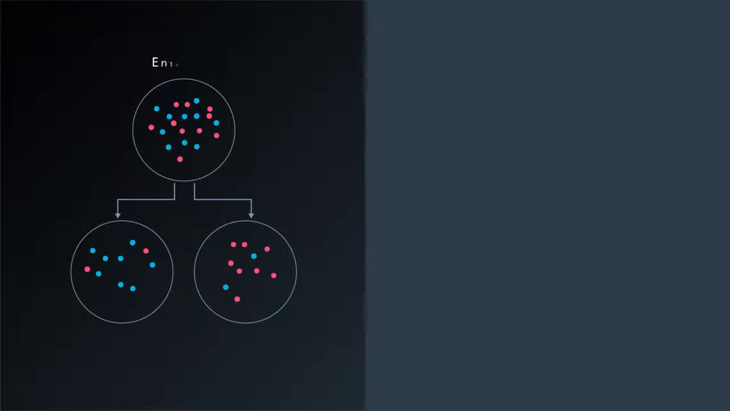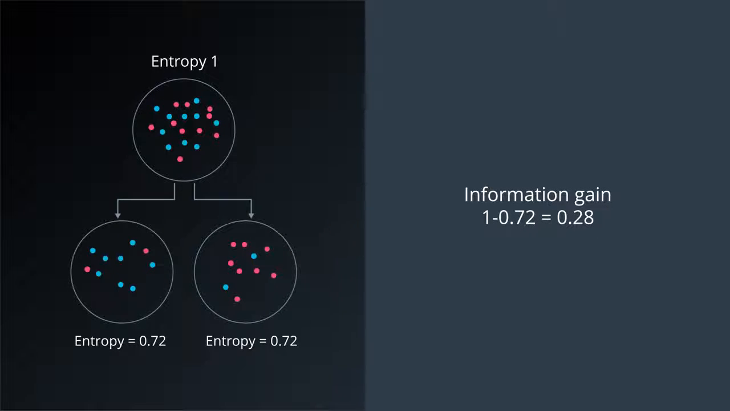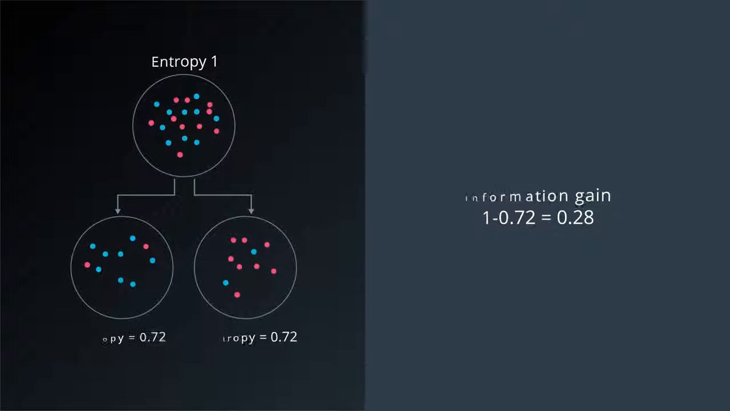So in our first example, you can calculate the entropy of the parent, and it's 1. The entropy of each of the children is 0.72. So the average of the entropies of the children is actually 0.72. Thus the change in entropy is 1 minus 0.72, which is 0.28.